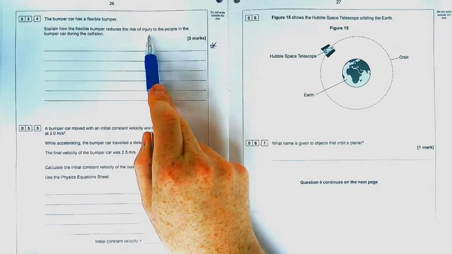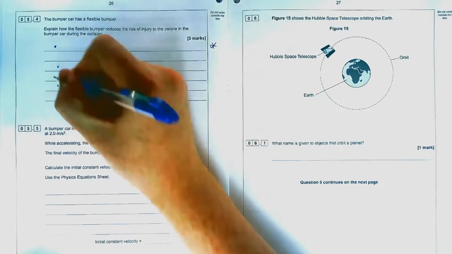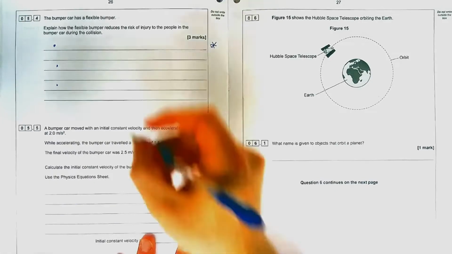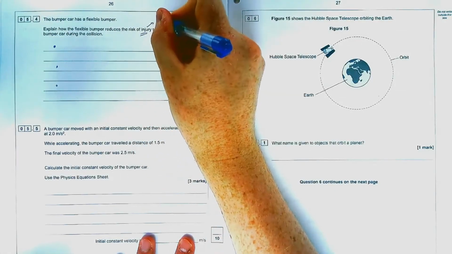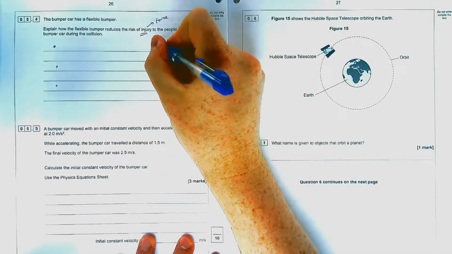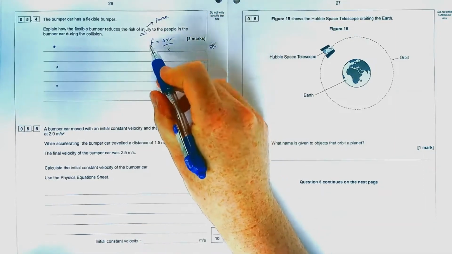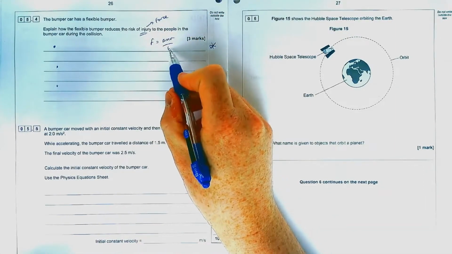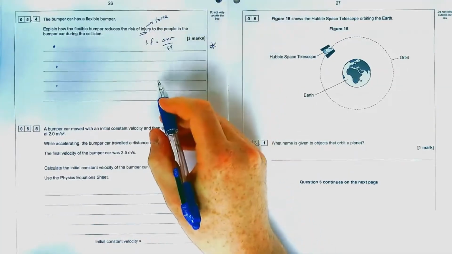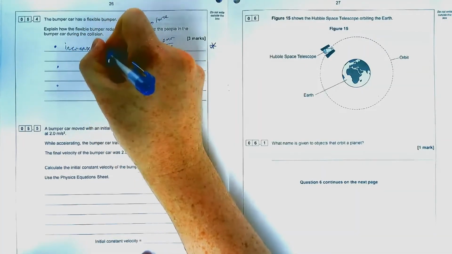So I'm going to stick this equation up here to help us. Now the idea is, generally speaking, in this equation, time is on the bottom of the fraction, so if I want to reduce the force, I actually have to increase the time taken. So let's put that into words. You say increase the time taken for the collision to occur, which is going to reduce the force on the person or the people.